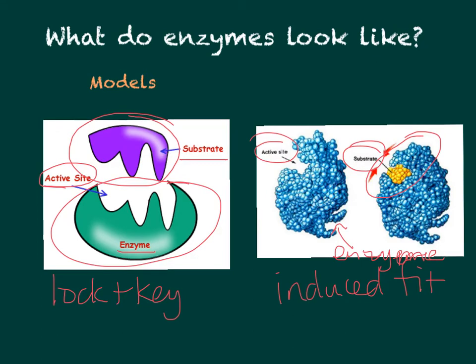I will be using these particular terms, substrate, active site, enzyme, lock and key model, as we go through the lecture, so make sure that you write down what they mean. The enzyme is the protein that catalyzes the reaction, and the substrate is the thing that the enzyme acts upon. They're both chemicals, and the active site is the part of the enzyme that attaches to the substrate.